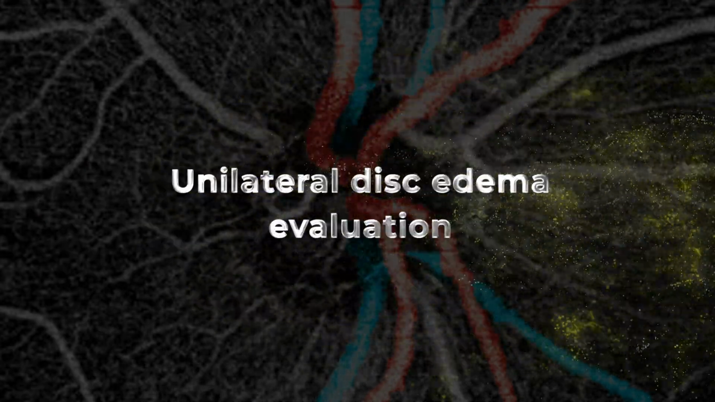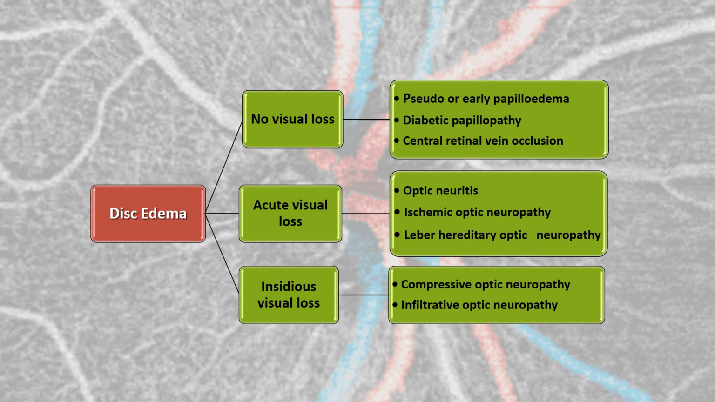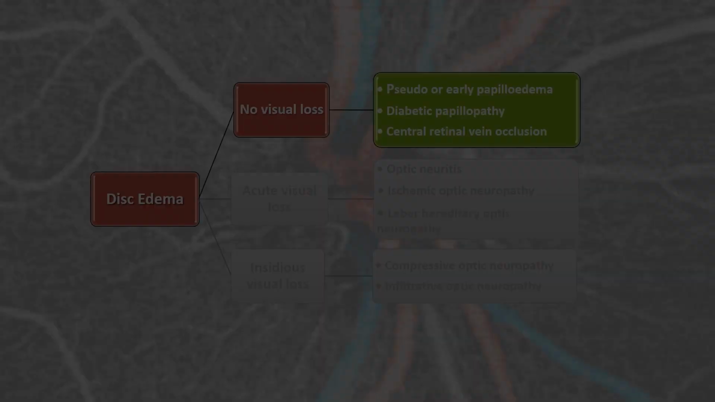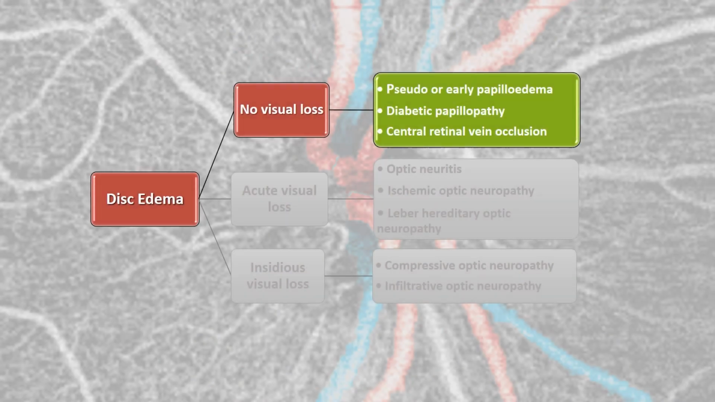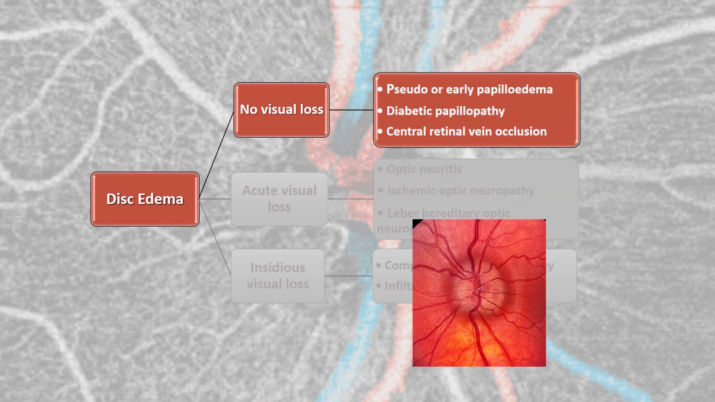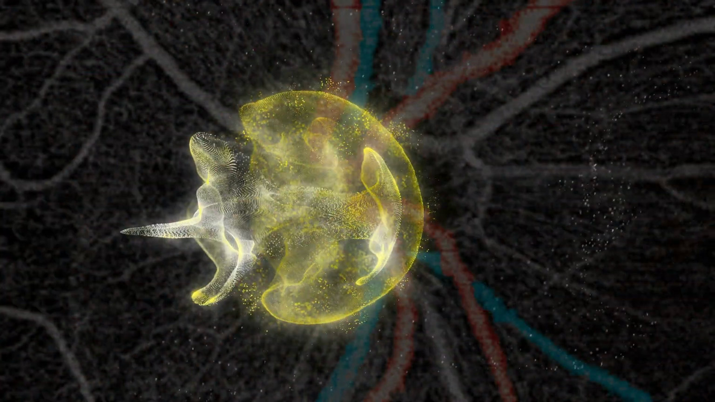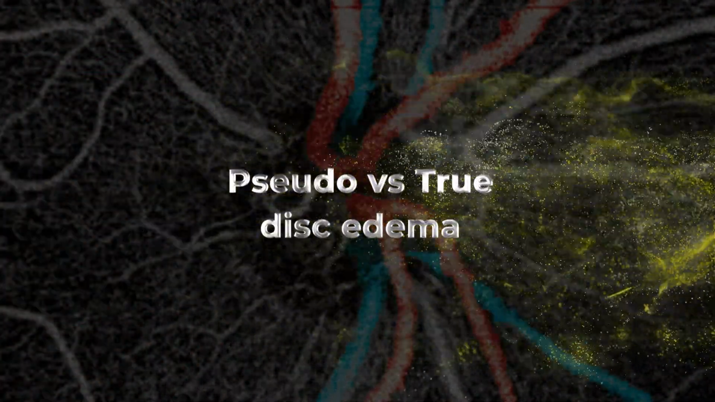This can present either with no visual loss, acute visual loss, or insidious loss of vision. If a patient comes with no visual loss and the disc looks edematous, we have to first be sure it is a true or a pseudo disc edema. So let's understand the difference between a pseudo versus a true disc edema.